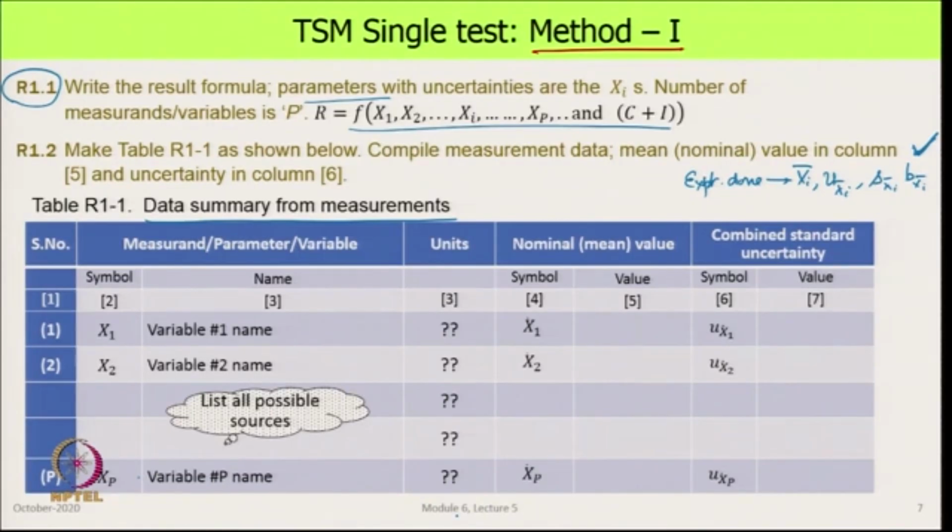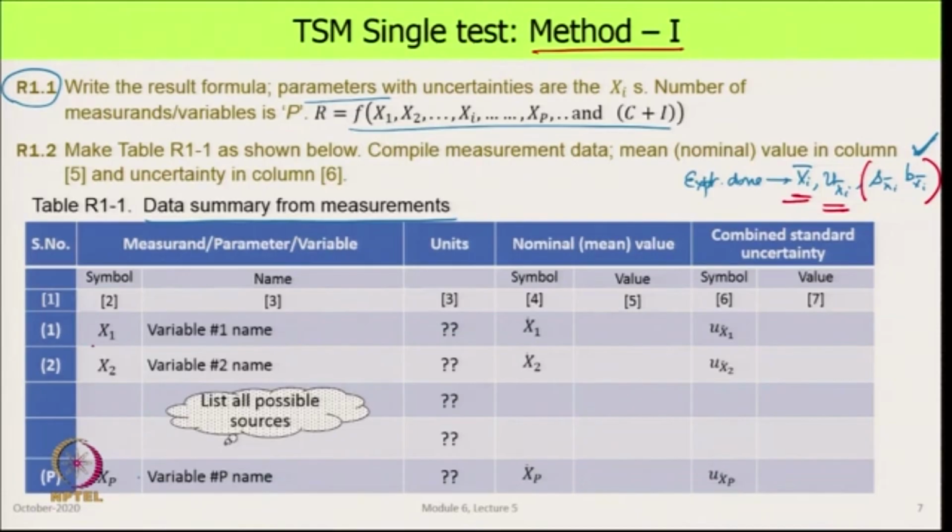So, the first table R1-1 is a data summary from the measurements, which is here column wise: serial number, then measured parameter, measurand or the variable, whichever way we want to call it, its units, its nominal mean value and the combined standard uncertainty. In method 1, we only require these two. So, this and this is the information required in method 1. This we can then forget for the time being.